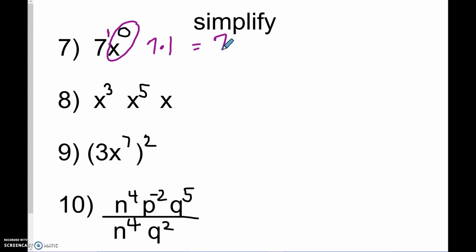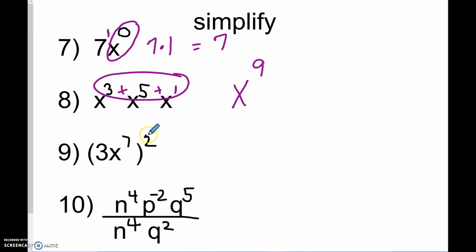In number 8, so please remember, try this before you actually start listening to the solutions here. So this exponent, please remember to put in this exponent just like I put it in on 7, so that we go 3 plus 5 plus 1, and we keep the base, add these exponents, so it looks like we get it to the 9th power.